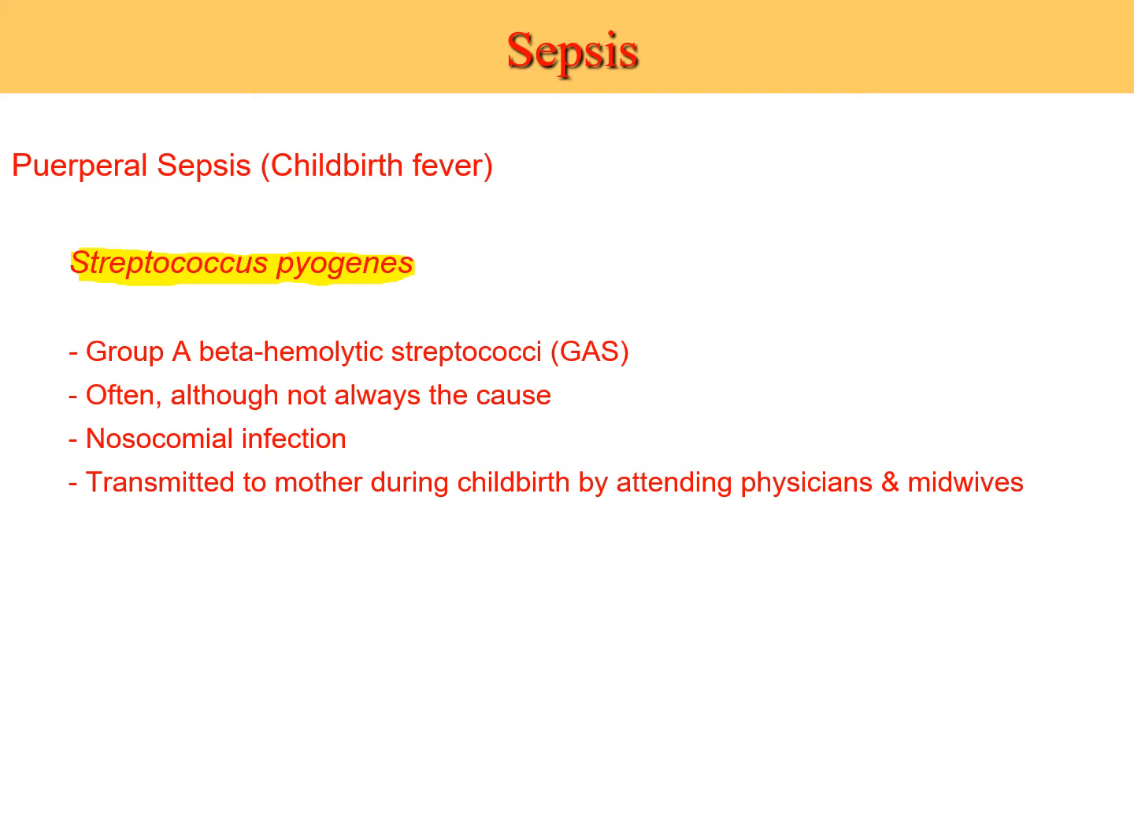aseptic technique, understanding the fact that there are bacteria around us, and the development of the idea of using aseptic technique. Puerperal sepsis resulted often in very high mortality rate in obstetric cases, women who have just delivered a baby. Puerperal sepsis typically is caused by Streptococcus pyogenes, GAS organism, group A beta hemolytic Streptococcus. Usually, not always, but usually.